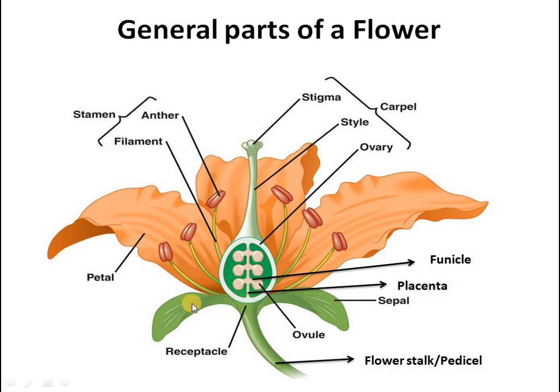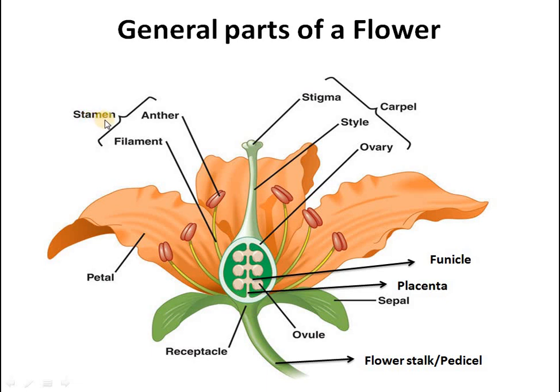These are the sepals, which are green in color and are responsible for photosynthesis if they contain chlorophyll. They also protect the flower at the bud stage. Then we have a flower stalk or pedicel. Coming to the main parts of the flower, there are the male reproductive organs and the female reproductive organs. Let's see the male reproductive organs first.